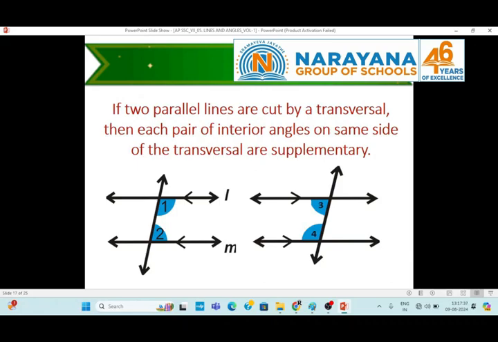Now, interior angles. If two parallel lines are cut by a transversal, then each pair of interior angles on the same side of the transversal is supplementary. If you observe here, 1 and 2 are on the same side of the transversal and both are interior, and 3 and 4 are both on the same side of the transversal. Both angles are on the same side and both are interior. Such pairs of angles are called co-interior angles. Of course, as you know, co-interior angles are supplementary. Supplementary means the sum of the angles becomes 180 degrees.